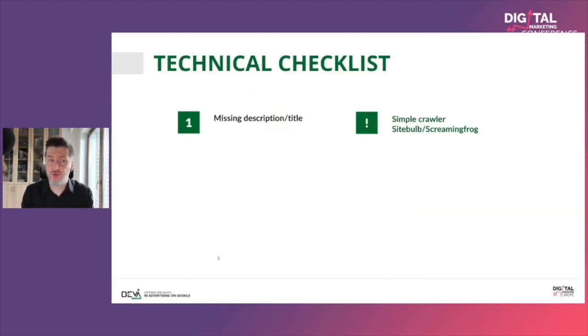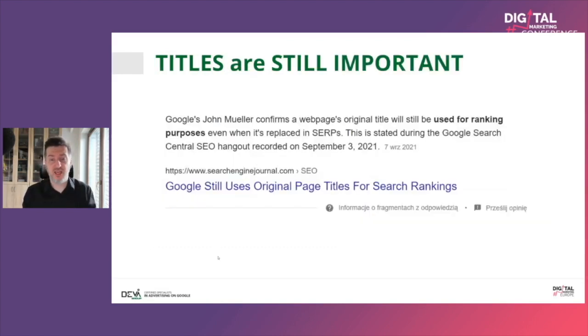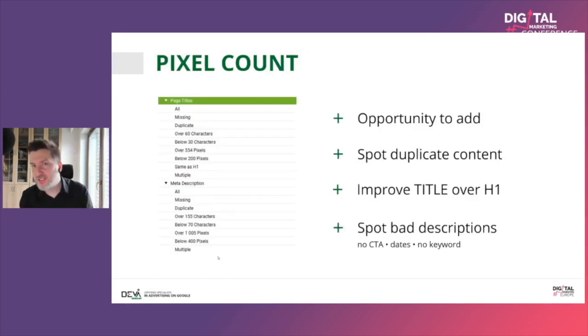So the technical checklist for you: you can search for missing title and description in SEO with a simple crawler, like Sitebulb. It will give you a lot of hints. And the title is still very, very important. You've probably heard that Google is overwriting your titles, but they are taken into consideration as an algorithm issue. Then you can check the length and word order, right? And you can analyze where to put your brand. It should be at the end of a title if you want to get some important keywords at the beginning, right? Then you can check the pixel count, because it's not about how many characters you can put, it's about how many pixels you can put in the search engine results page.